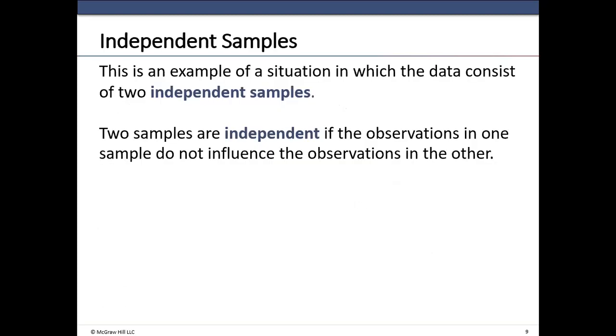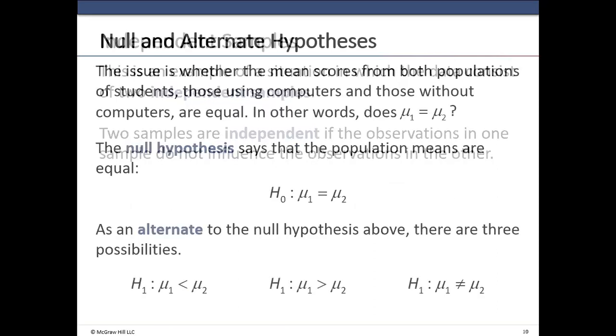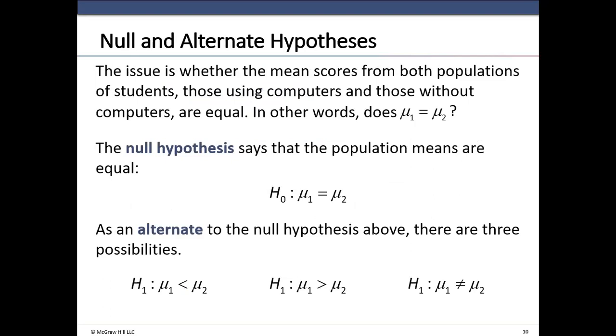This is an example of a situation in which data consists of two independent samples. Two samples are independent if the observations in one sample do not influence the observations in the other. The issue is whether the mean scores from both populations of students, those using computers and those without computers, are equal. In other words, does mu1 equal mu2?